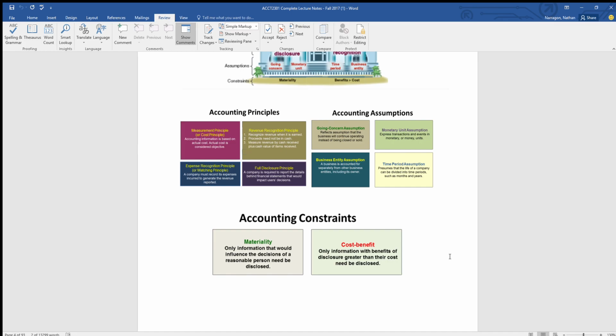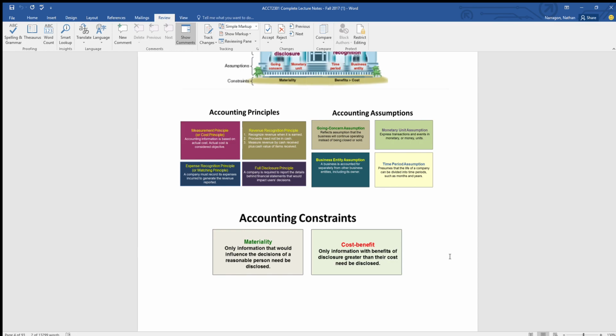So again, we must recognize the revenue when it's earned. Proceeds don't have to be in cash. You can actually barter in this too. And it has to be a measure of revenue by cash received plus cash value of items received. Now that's mostly when we trade in cars or really the big barter. But the biggest thing here is whenever we earn our item, we must report it on our income statement.